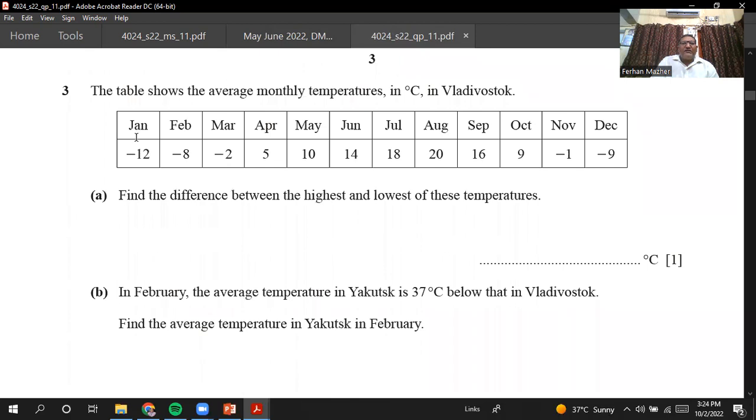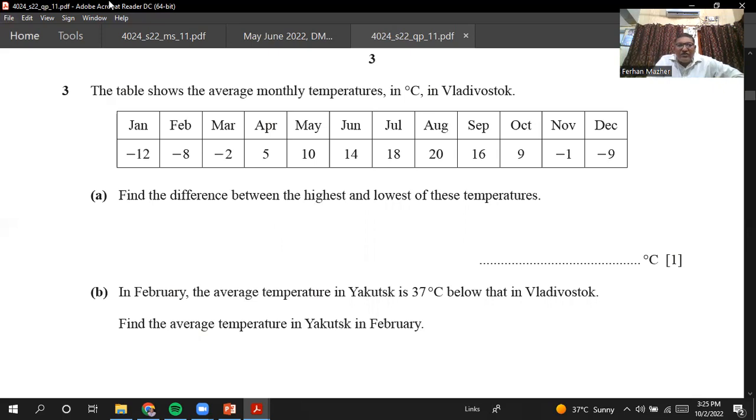Okay, so we are going to the next question. The table shows the average monthly temperature in degrees centigrade in Vladivostok for January, February, March, April, May, June, July, August, September, October, November, December. Find the difference between the highest and the lowest of these temperatures. We will check the highest temperature here. It looks like the highest temperature is 20 degrees centigrade and the lowest temperature is minus 12.